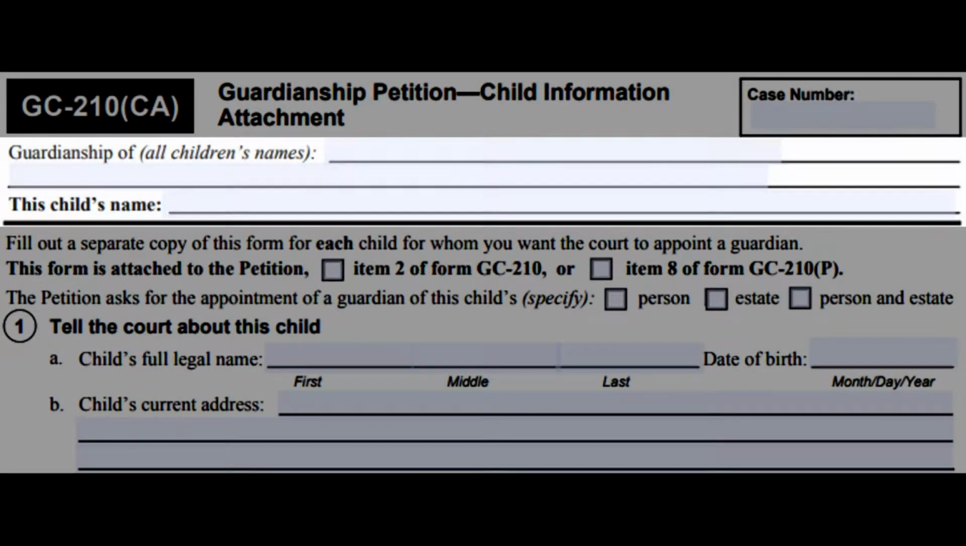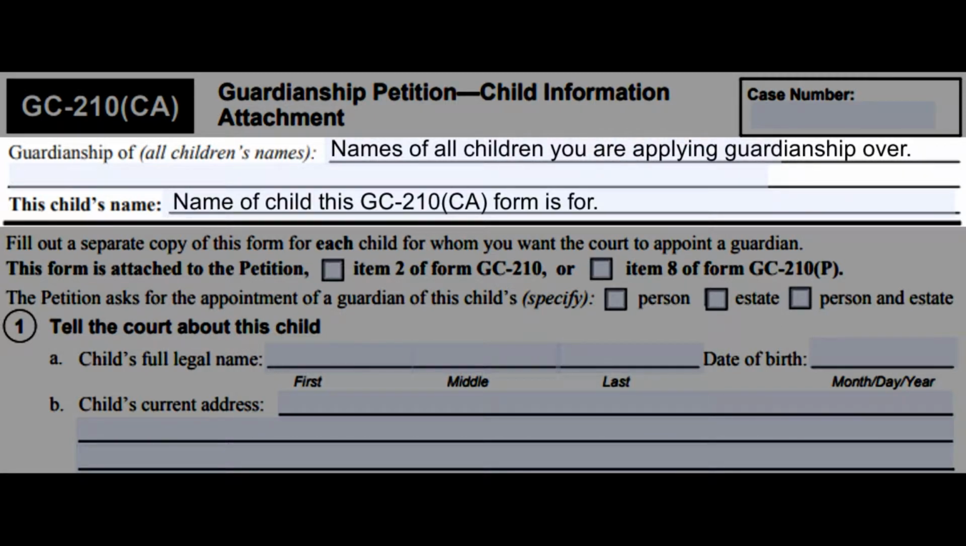On the first line, list all of the children that you are applying guardianship of. On the second line, fill out which child this form is for. Note, each child that you are applying guardianship of needs their own unique GC210CA form.